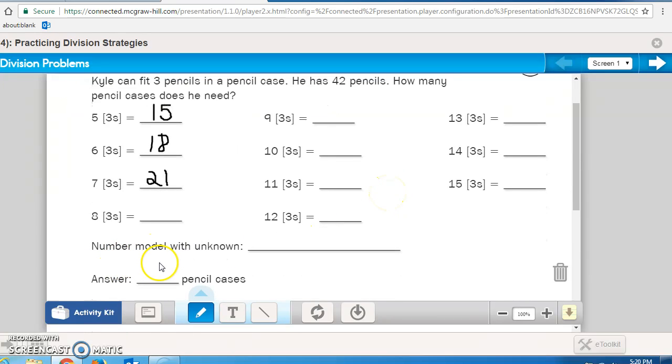So what's the number model with the unknown? Well, it says right here he has 42 pencils. So we have 42. 3 fit in a pencil case, so we know we're going to divide by 3. And then I'm going to put equals C, because C, the unknown, is how many pencil cases he needs. Stop the recording now, finish the rest of this page, and again, bring it up to me when you're done.